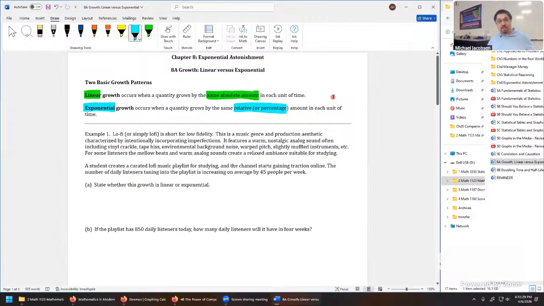Well, that's our two different kinds of growths. Example one, our major job in examples 1 through 4, is just to determine what kind of growth factor we're looking at, and then analyze the growth in the second question. But any questions so far, folks, with the two growth patterns?